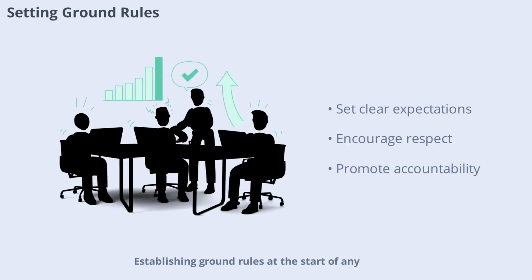Establishing ground rules at the start of any group activity helps set expectations and prevent misunderstandings. These rules might include listening respectfully, sharing responsibilities, and staying on task. Involving students in creating these rules can increase their sense of ownership and accountability. Clear guidelines make it easier to address issues if they arise and ensure a positive, productive group dynamic. Remember, the goal is to create an environment where everyone feels safe to contribute.